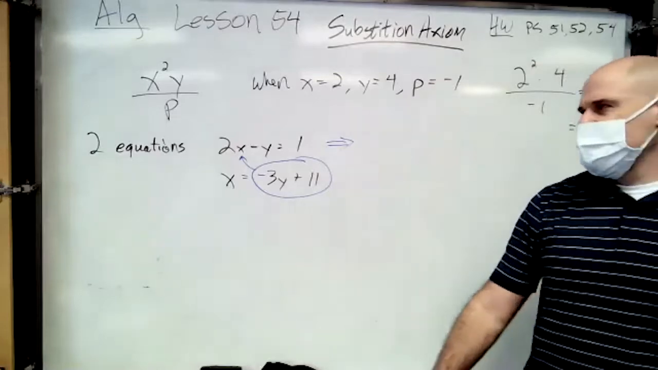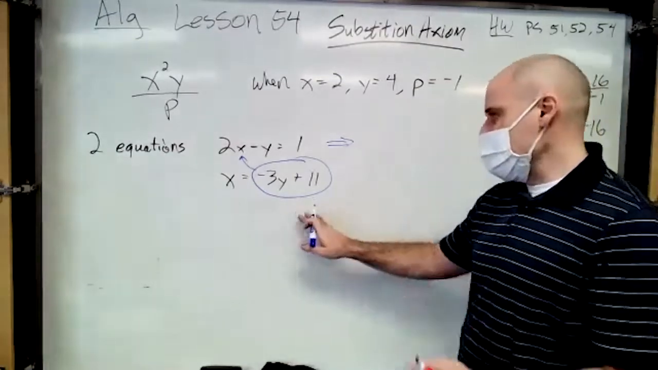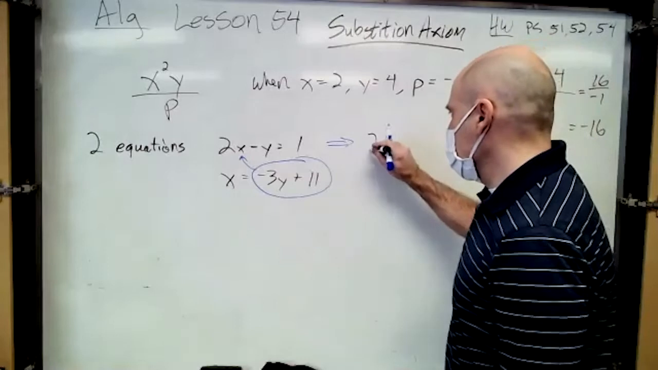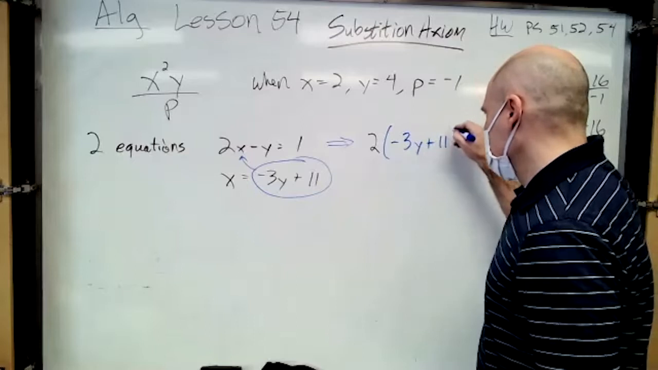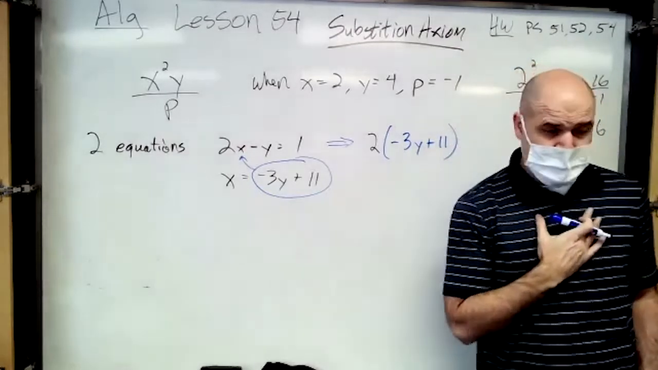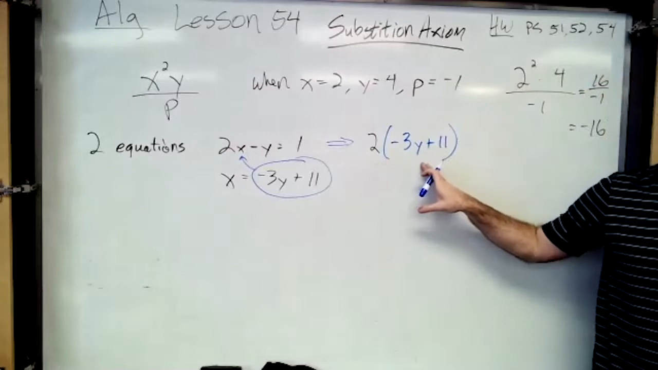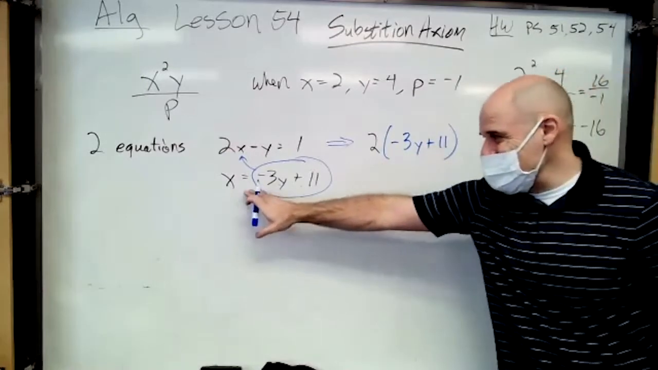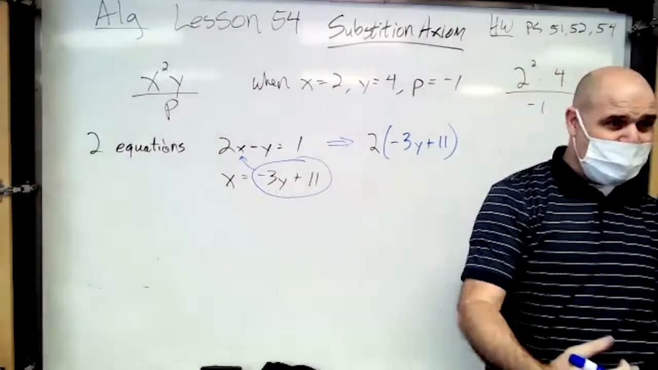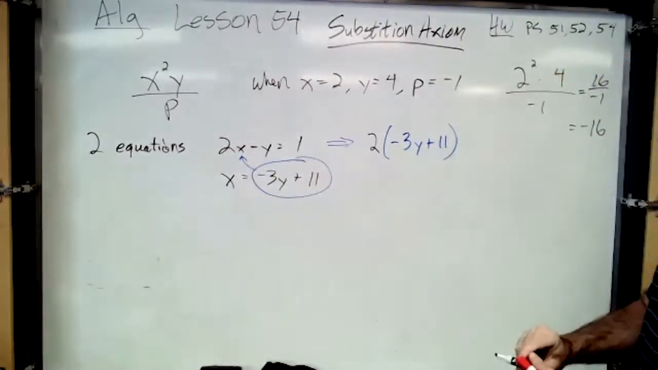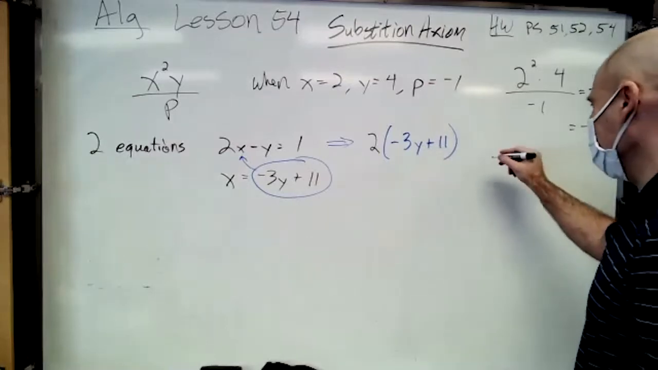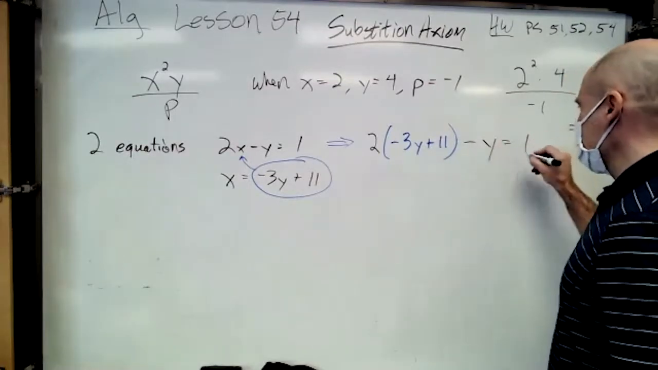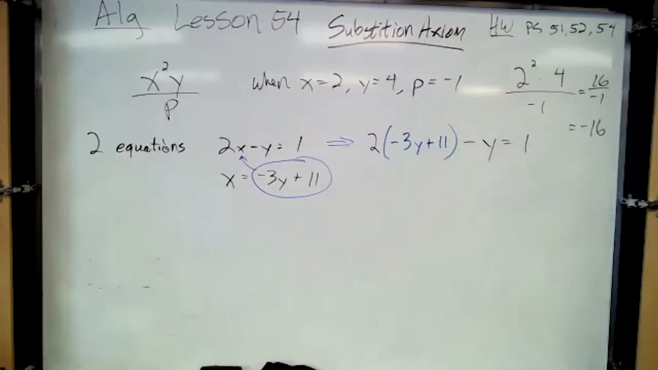We have to change the program. So now it's not X anymore. We got to use his new rapper name. So we're going to substitute the X for this new rapper name. See how in our minds, this is still 2 times X, right? Because X is the same thing as negative 3y plus 11. If I was a rapper, I'd probably be called negative 3y plus 11 because that's cool. Okay, minus y equals 1. So see how we just rewrote that equation. That's it.